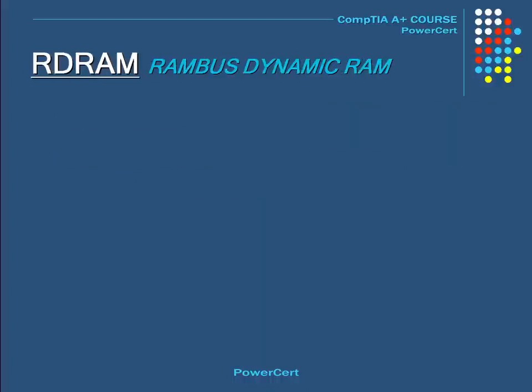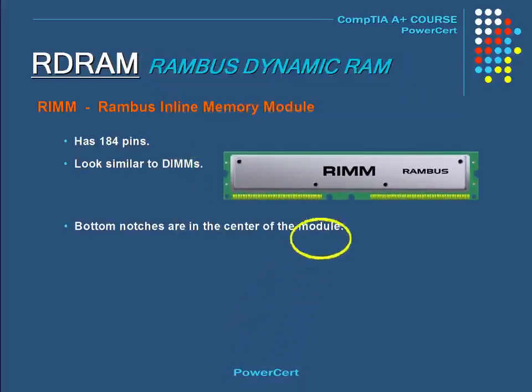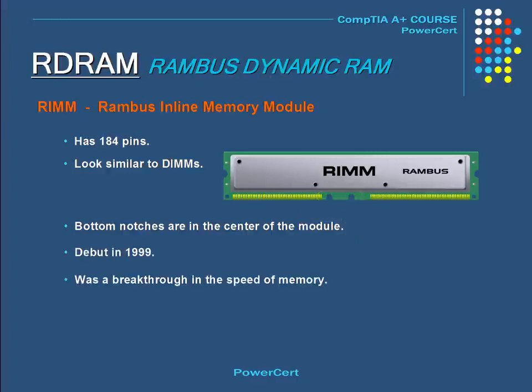Another type of memory was called RDRAM, which was developed by Rambus Inc. And they developed the RIM, which stands for Rambus Inline Memory Module. RIMs have 184 pins, and look similar to DIMMs, with the exception that the bottom notches are located in the center of the module. In 1999, RIMs were a breakthrough in the speed of memory, but have quickly fallen behind due to the advancement of technology in DIMMs.